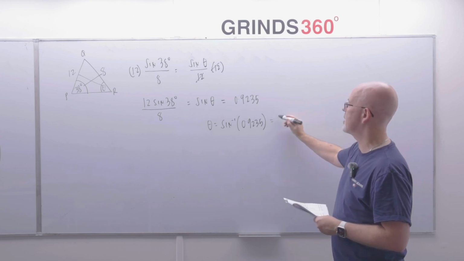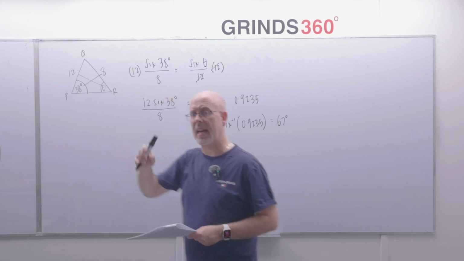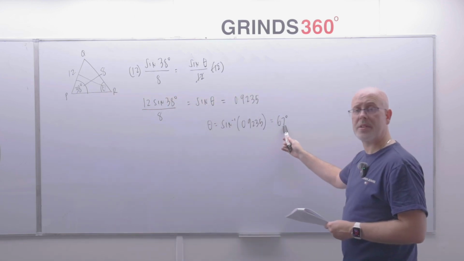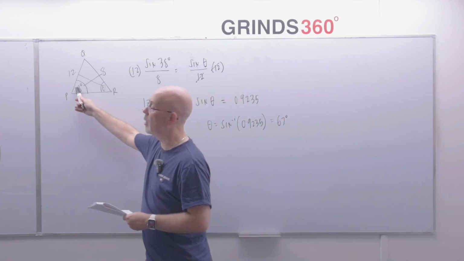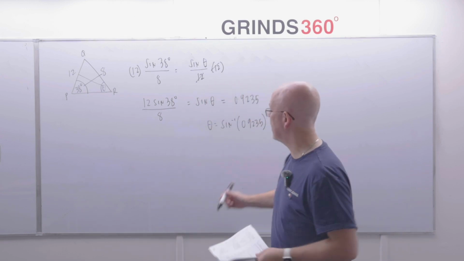To the nearest degree, that's 67 degrees. So that's one possible value here. And notice again, the angle we just found using our sine rule is bigger than the one we were given in the triangle. That's why we've got an ambiguous case here. So how do I find the second solution?